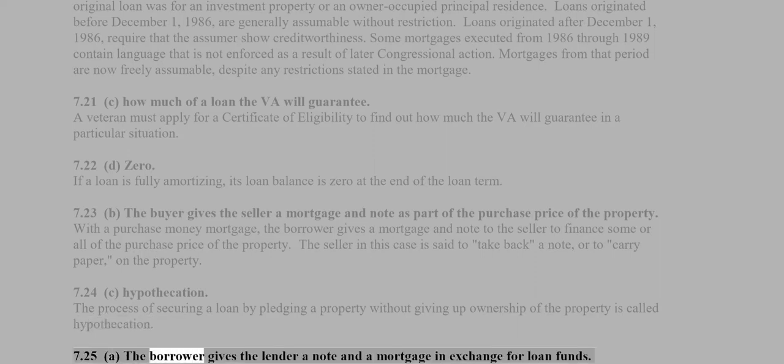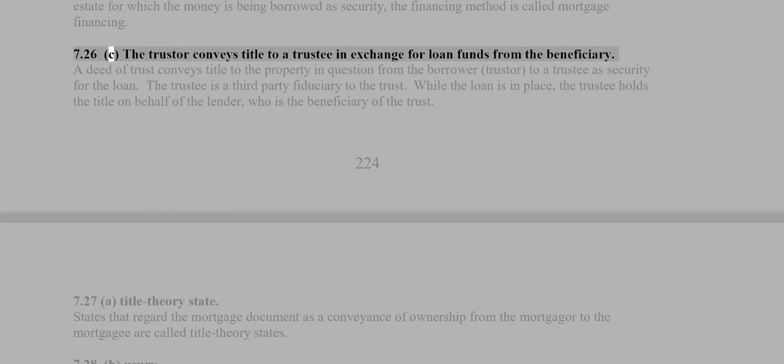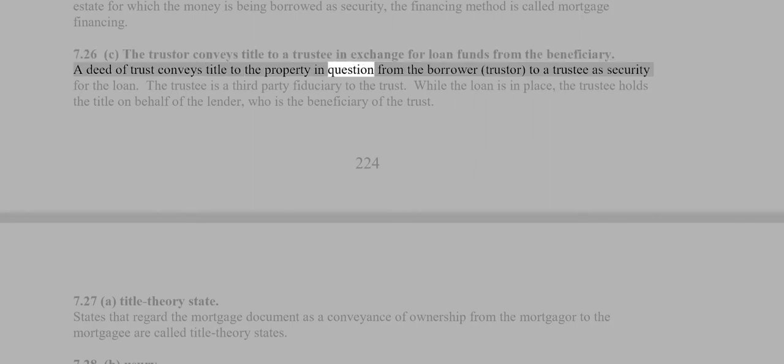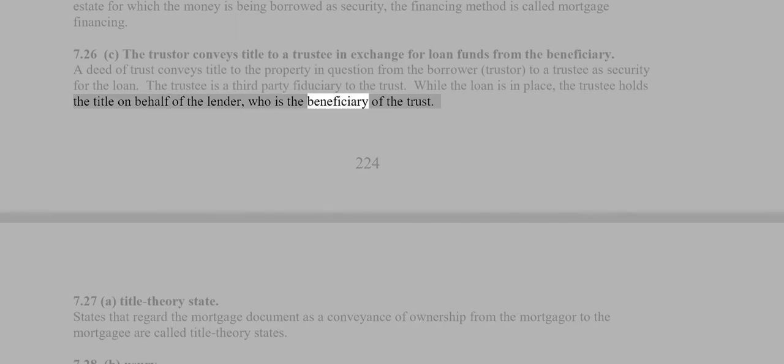7.25 a. The borrower gives the lender a note and a mortgage in exchange for loan funds. When a borrower gives a note promising to repay the borrowed money and executes a mortgage on the real estate for which the money is being borrowed as security, the financing method is called mortgage financing. 7.26 c. The trustor conveys title to a trustee in exchange for loan funds from the beneficiary. A deed of trust conveys title to the property in question from the borrower, trustor, to a trustee as security for the loan. The trustee is a third-party fiduciary to the trust. While the loan is in place, the trustee holds the title on behalf of the lender, who is the beneficiary of the trust.